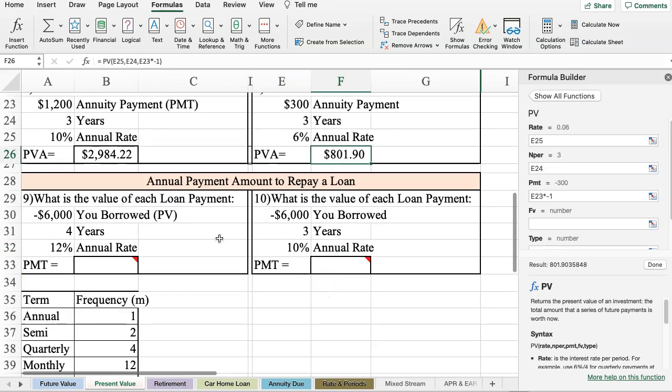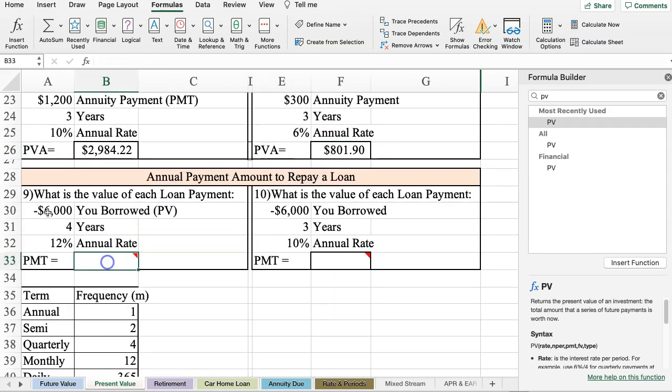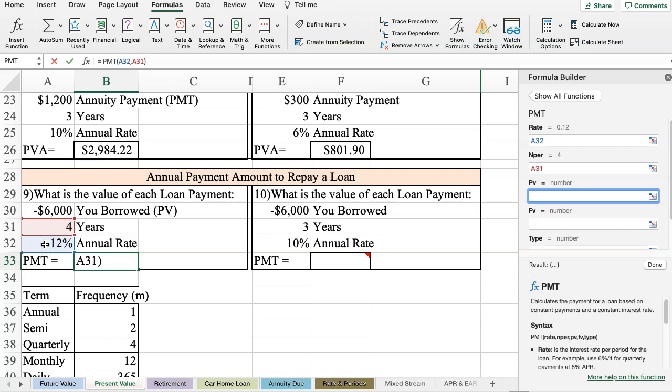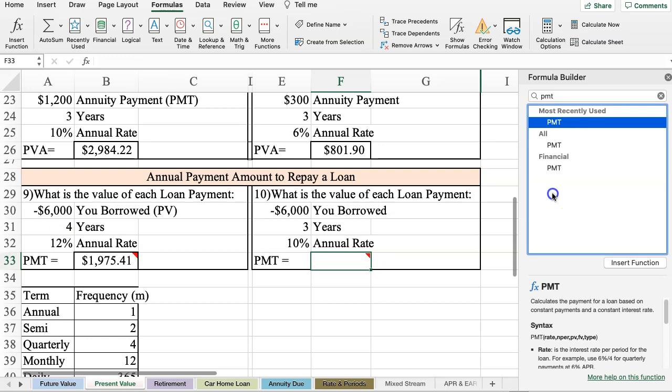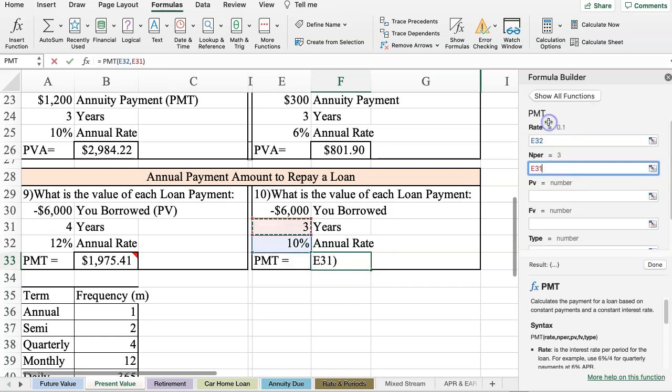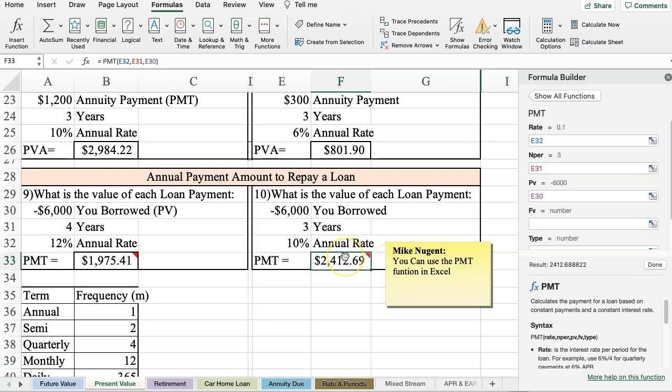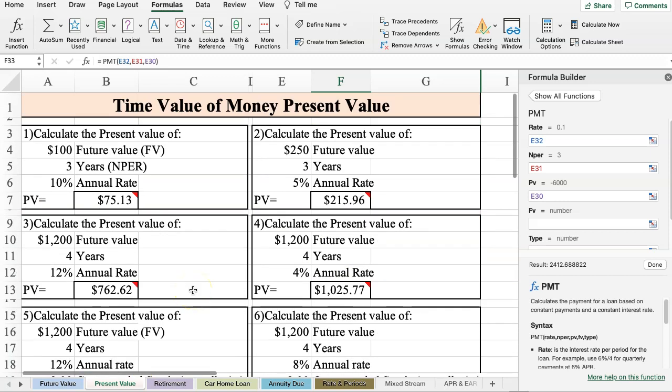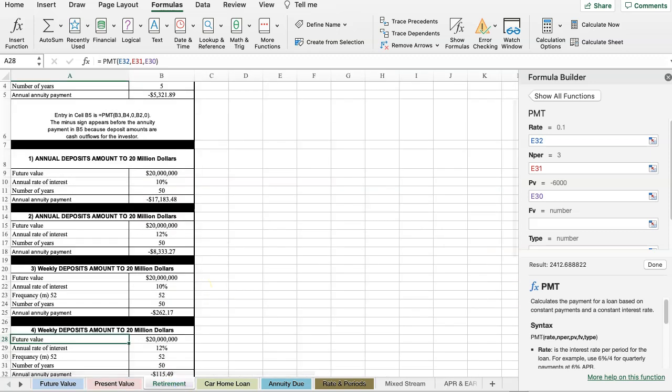Now, what would be an annual payment to repay a loan? Say we borrowed at a 12% rate, what would the payment be? Now we use the payment function. We have our rate, N per, and present value. We'll do this for years at 10%. We use the same rate, and you can see that if you're going to be paying over more years instead of 4, the payment per year is smaller. That's what we're doing here.